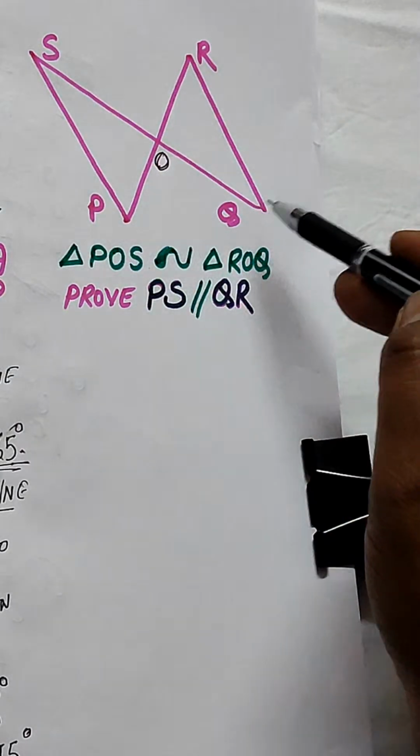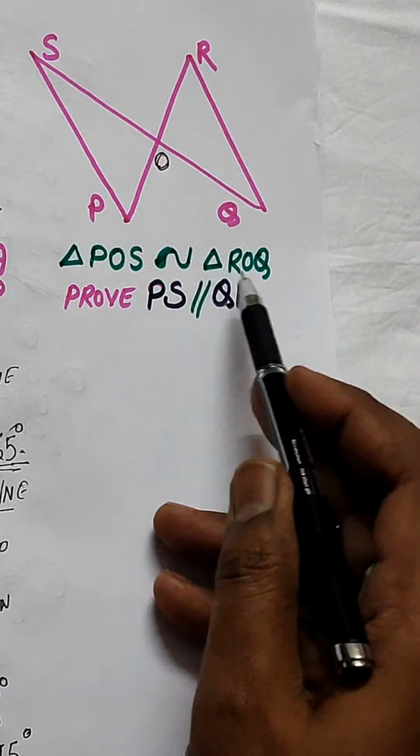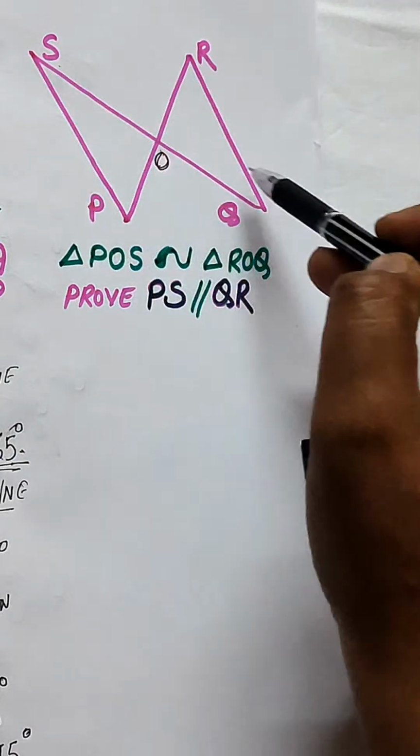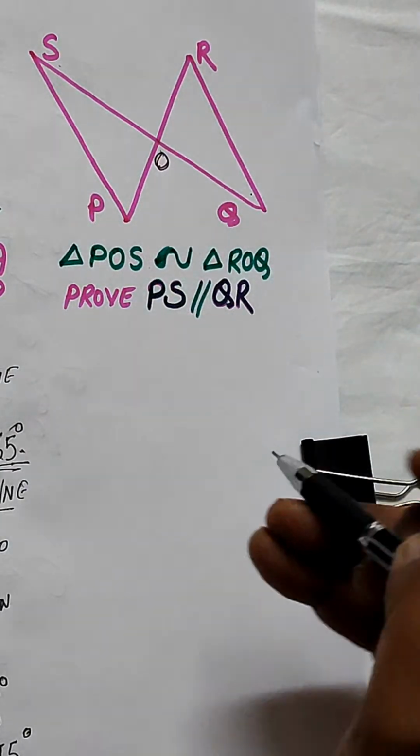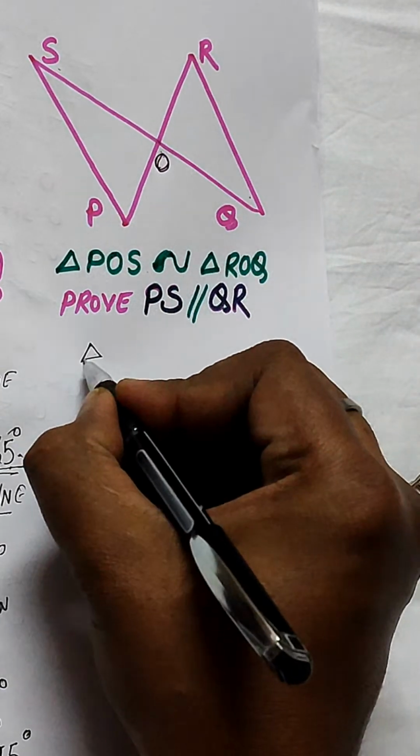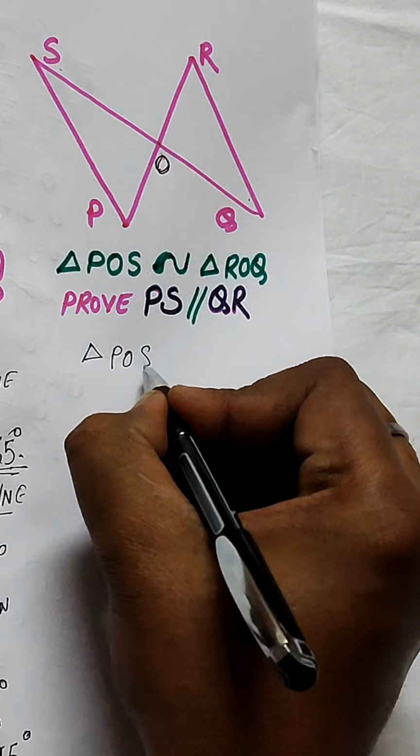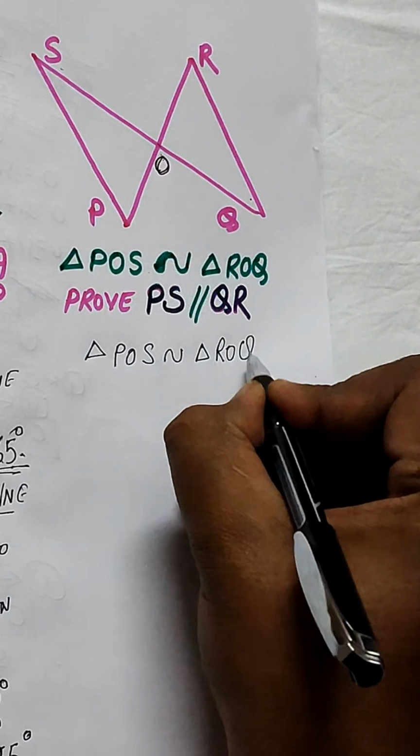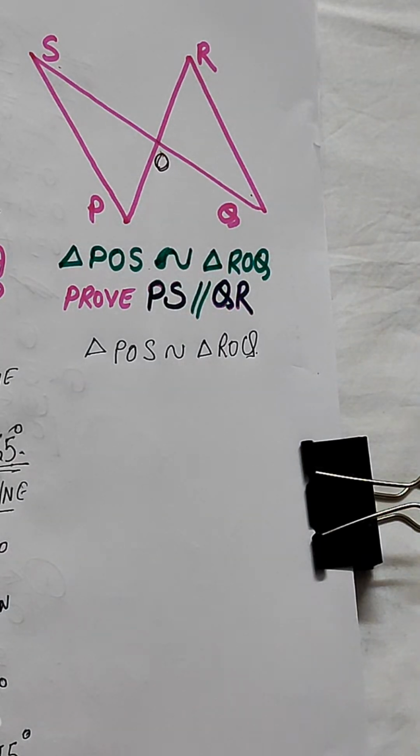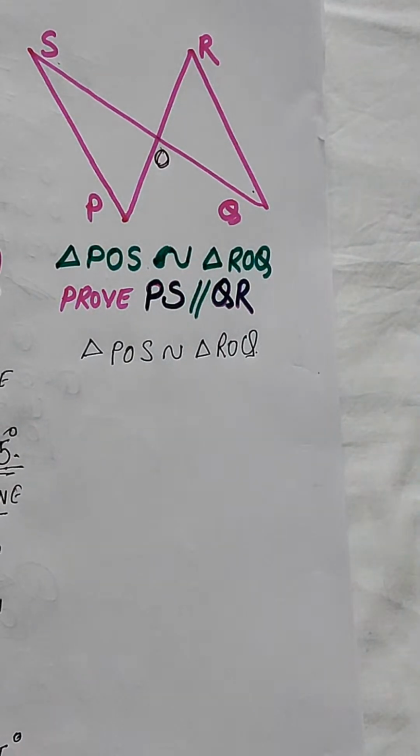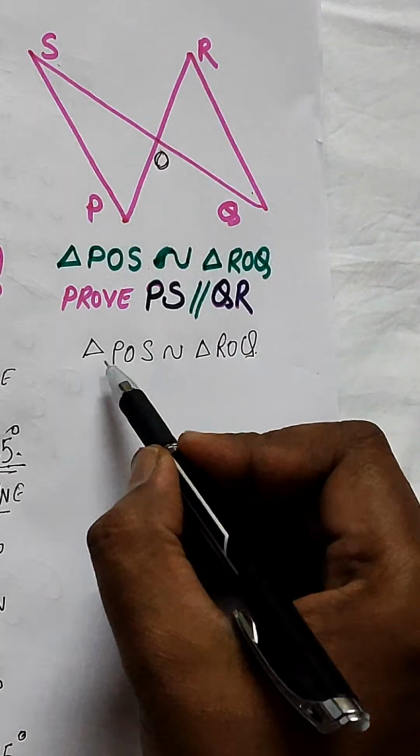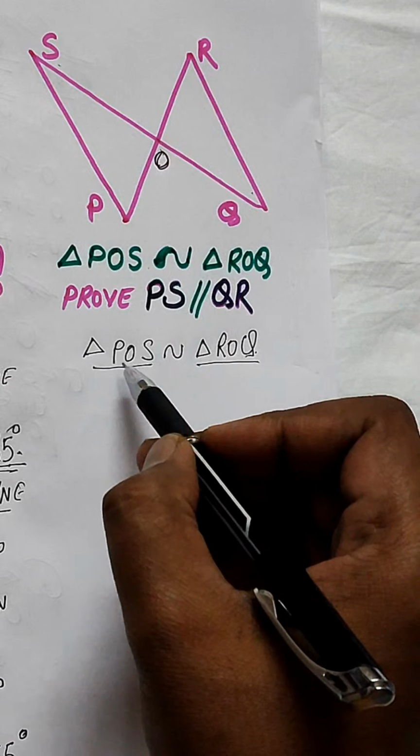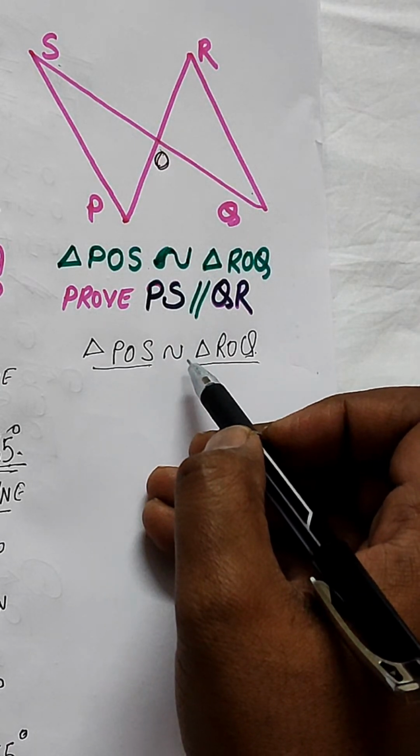POS and ROQ both are similar. So triangles POS and ROQ are similar. So we can, I'm just writing it again, triangle POS is similar to triangle ROQ, right? Now, you know that if two triangles are similar, then their corresponding angles are equal, right?